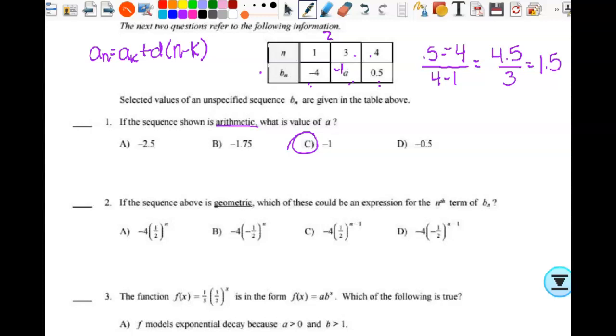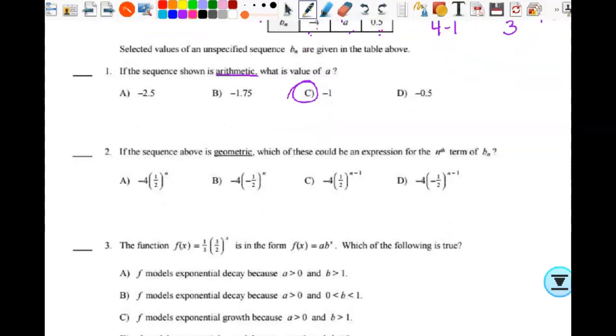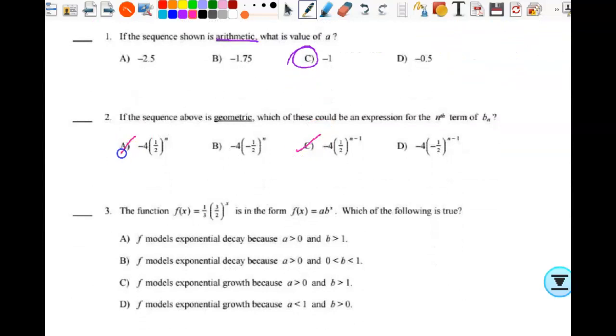Okay. All right, so then on number 2, this says, if the sequence is geometric, which of these could be an expression for the nth term of B sub n? So I need to figure out the R value. Now, this is a multiple choice question. My R value is either a positive 1/2 or a negative 1/2. I don't have to actually go figure that out because those are my only options. And if you have a negative R value, then your signs alternate on your Y values. So I know it has to be a negative, so it can't be either one of those.